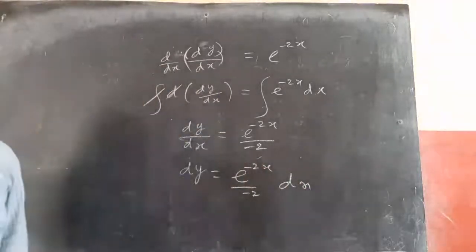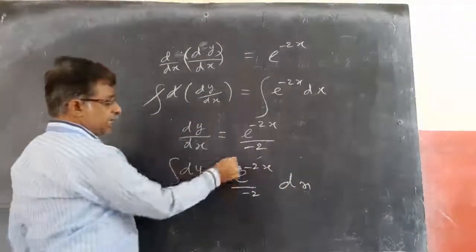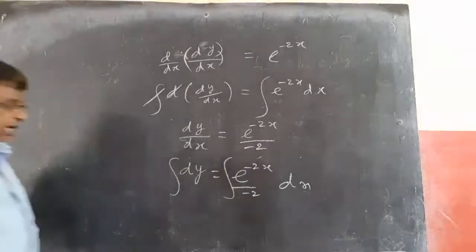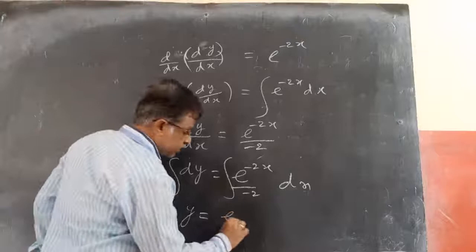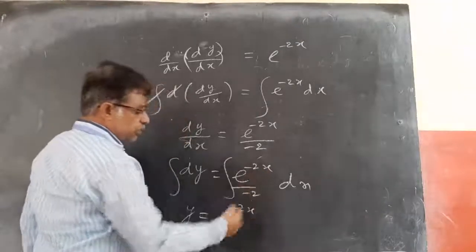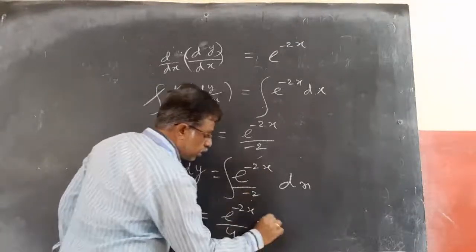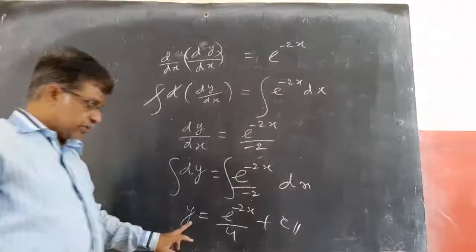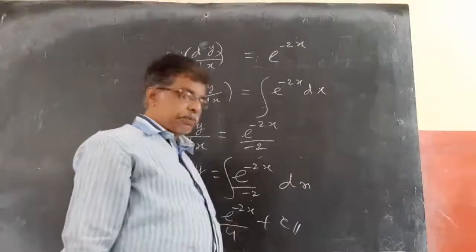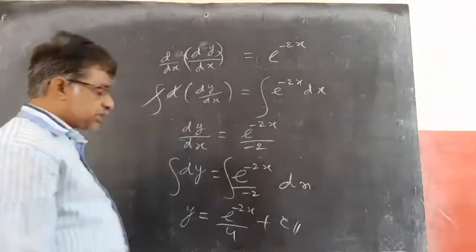All the x to one side, y to one side. Integrating on both sides. Integral of y dy is y equal to e power minus 2x by minus 2 into minus 2 becomes 4 plus c. This is our final result. So the general solution of the equation is y equal to e power minus 2x by 4 plus c.